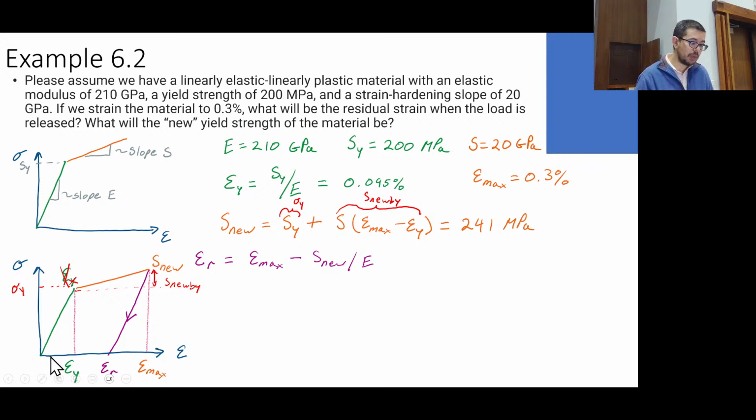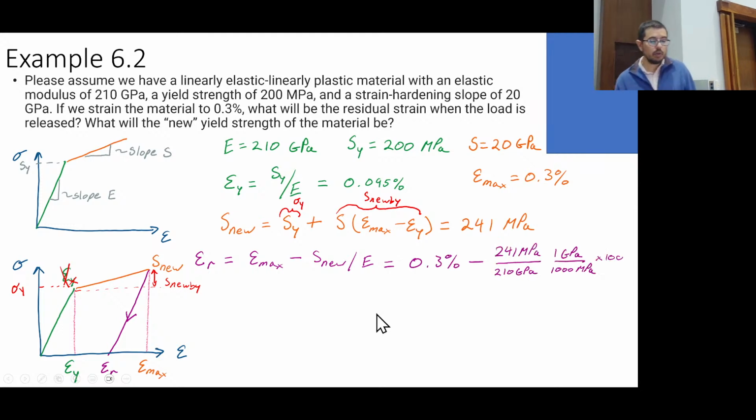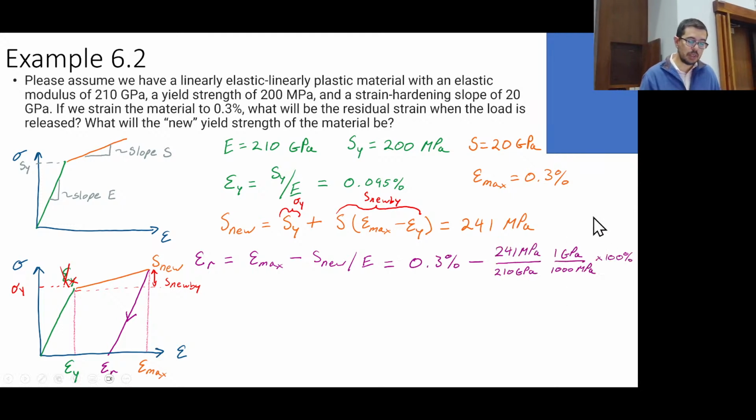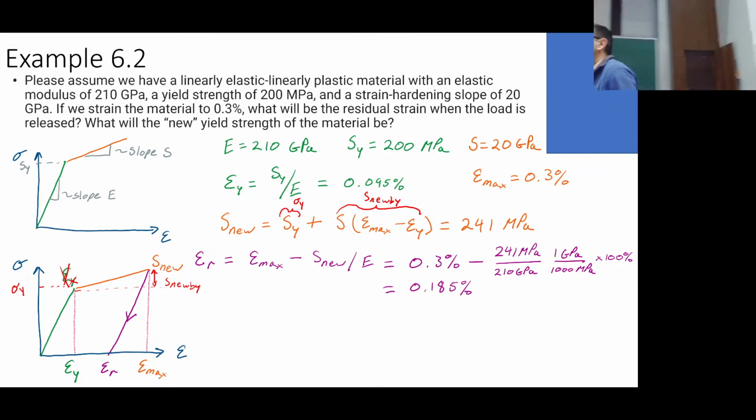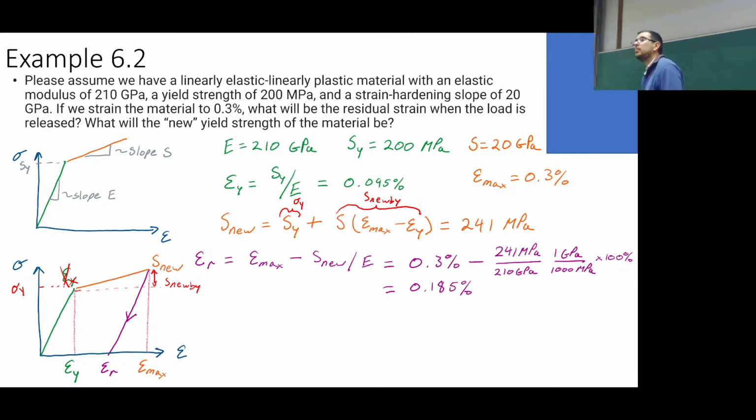So epsilon r will be this distance here. When we do this out, of course, we need to be careful with the units, because we have megapascals, gigapascals, and percentages. Try to be very careful with all those units, and we get that the residual strain is as follows. Any questions on that?